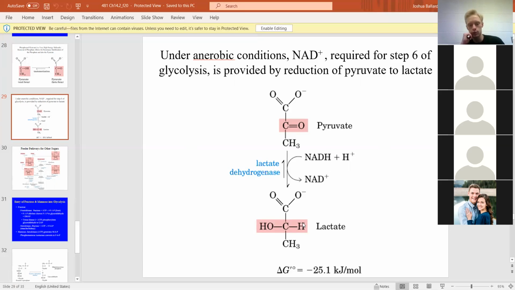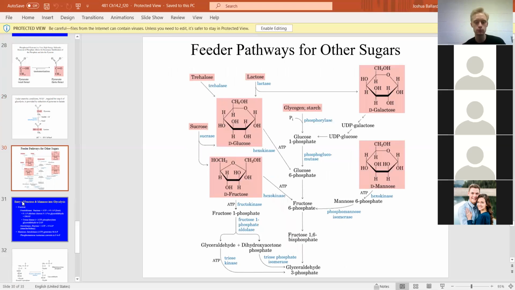And so the ultimate purpose is to regenerate the NAD plus, so that glycolysis can continue.